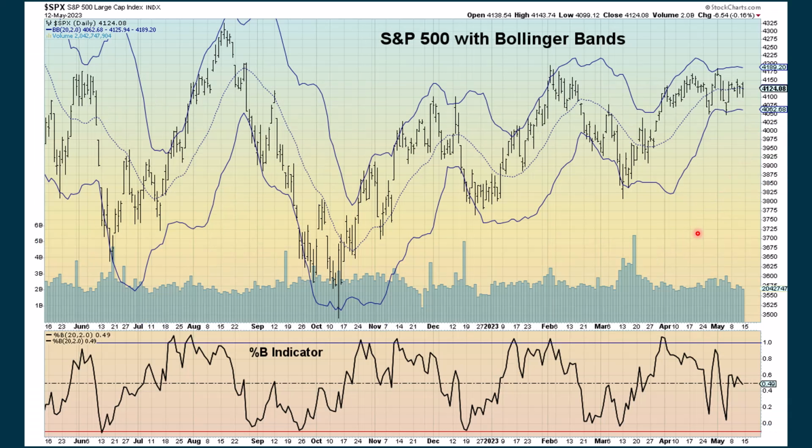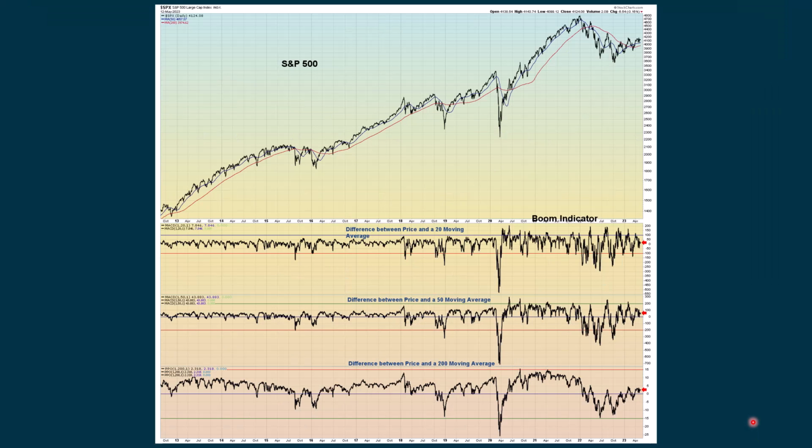The Percent B indicator, which is a derivative of the Bollinger Bands, we notice this mostly when we get extreme positive or negative readings. That means that we've gone up or down too far, too fast. Right now we're at the midpoint. We have the boom indicator, how far stocks get away from their moving average. This is a 20 period on the top, and we're about at the midpoint. Then we have a 50 period and 200 period, and it's not giving us any real extreme readings.